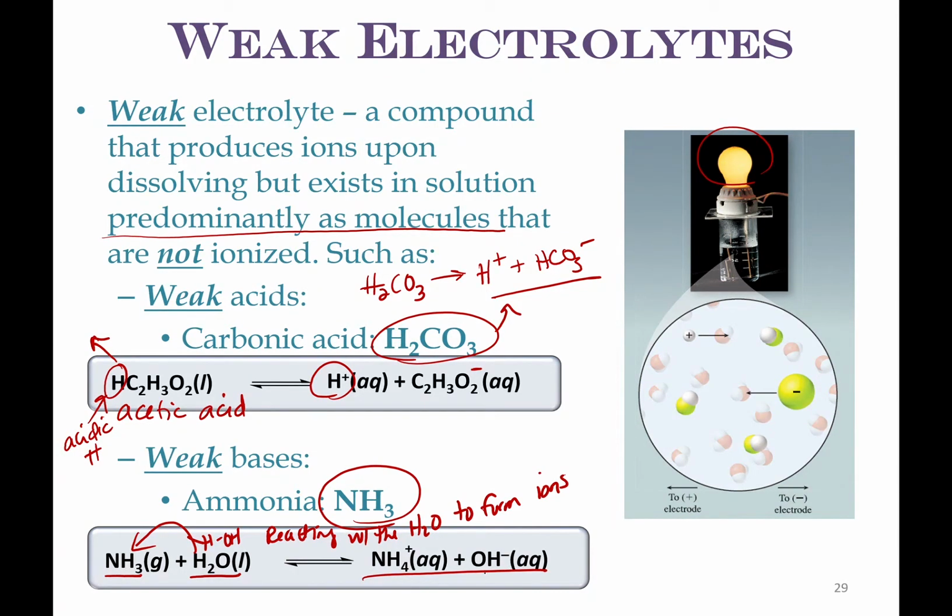We form some of these ions in solution. There's very few, so if you notice, a lot of it is still intact in its molecular form, and there are some ions present. So while there is a pathway for the electric current to flow, there are not a lot of ions, so it doesn't flow easily.